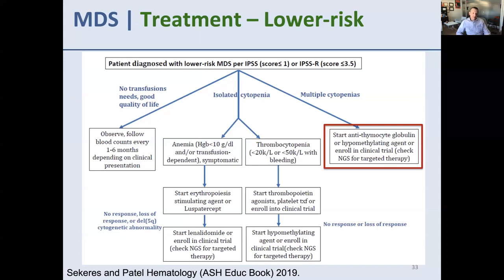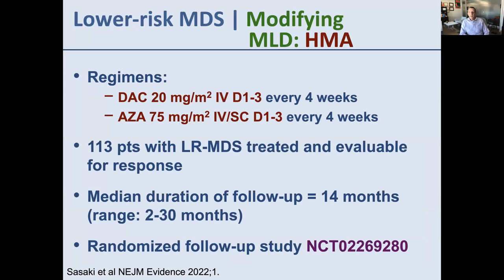Now, what about people who have multiple blood counts that are abnormal? Well, in these folks, I think the standard of care are what are called hypomethylating agents. We have 3 of them on the market: decitabine or Dacogen, azacitidine or Vidaza, and then there's a combination decitabine-cedazuridine, which is a pill also known as Inqovi.